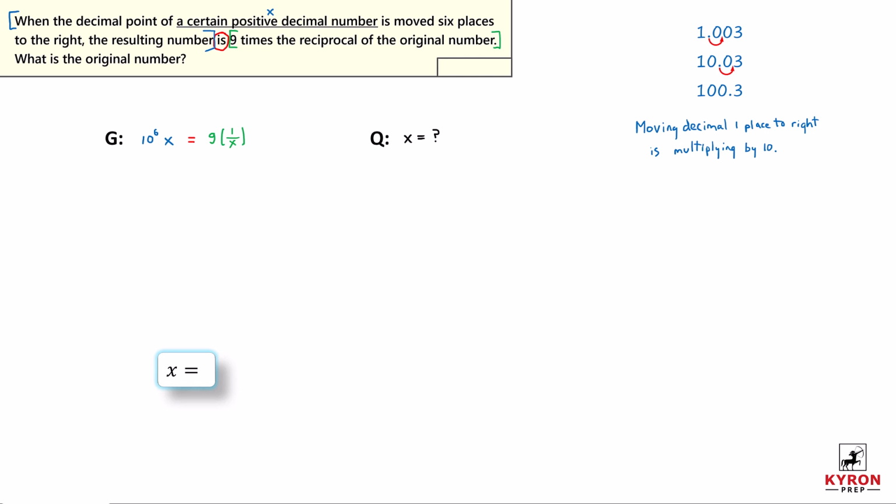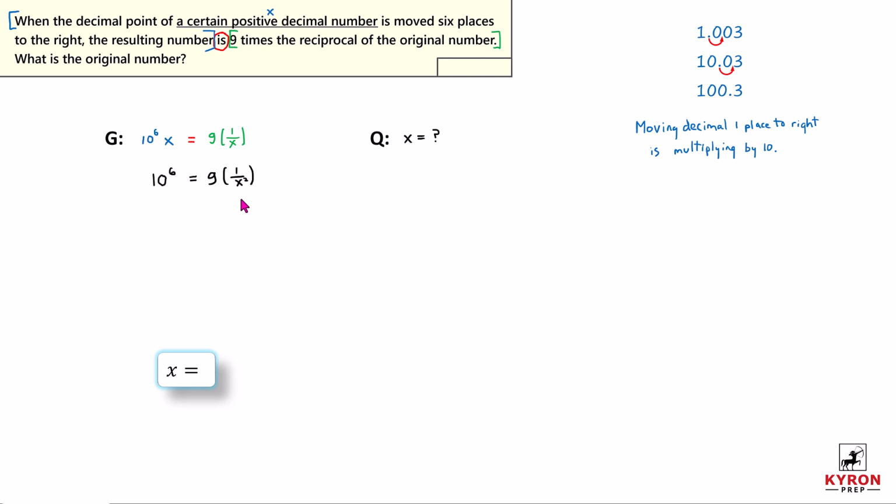This means we have a decision to make. Do we try to get rid of x from the left side or from the right side? Well, suppose we choose to get rid of x from the left side. That would mean dividing everything by x and getting this. 10 to the 6th equals 9 times 1 over x squared.